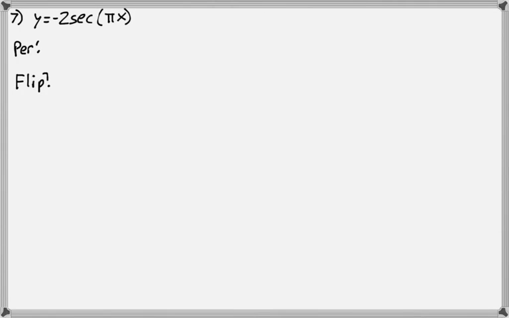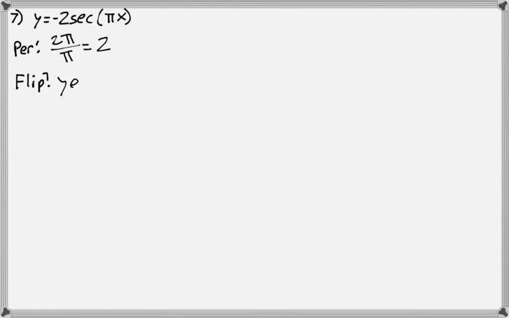On question number 7, they want us to graph -2 secant of pi x. The period is going to be 2 pi divided by whatever number is here, and that's pi. So the pi's actually cancel out and just leave me with 2. That doesn't happen very often, but I guess anytime you have a pi here, it's going to cancel out with the pi here.